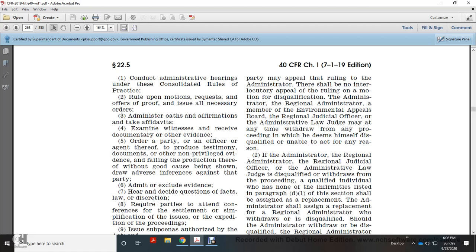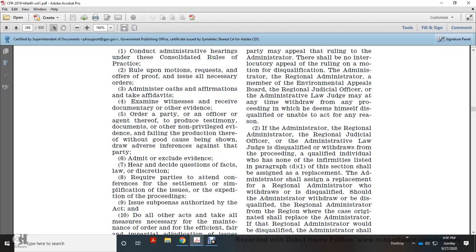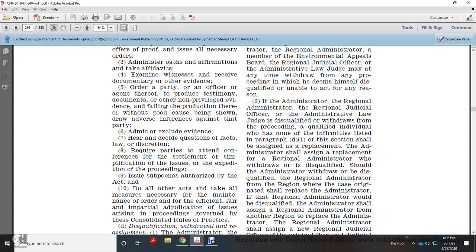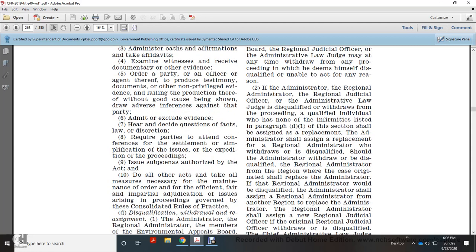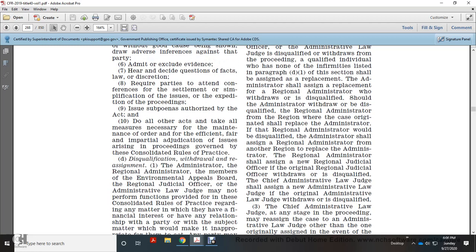inferences against that party, and may exclude evidence. The presiding officer may decide questions of fact and law, and require the parties to attend conferences for settlement or simplification of the issues and expedition of the proceedings. The presiding officer has authority to issue subpoenas, do all acts, and take all measures necessary for the maintenance of order and for the efficient, fair, and impartial adjudication of issues arising in proceedings governed by the Consolidated Rules of Practice. Disqualification.